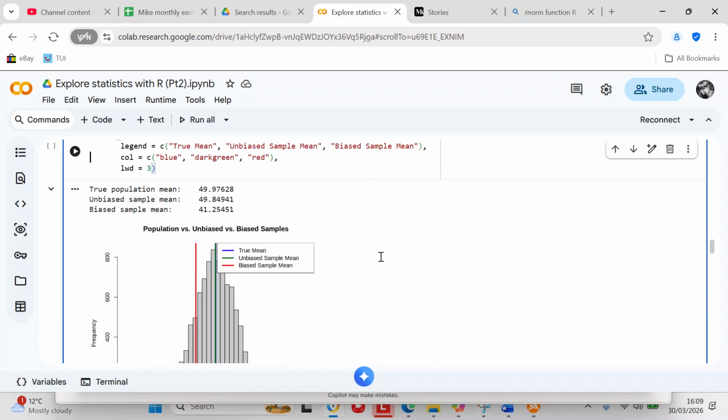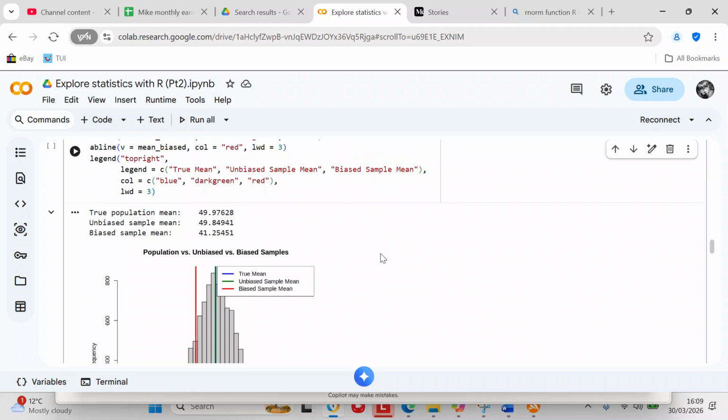So your true population mean is 49.97. Your unbiased sample mean is 49.84941, and your biased sample mean is 41.25451. Because you can see that the unbiased sample mean takes 200 samples.